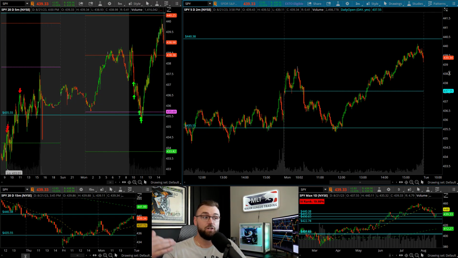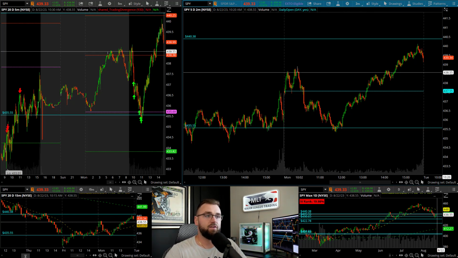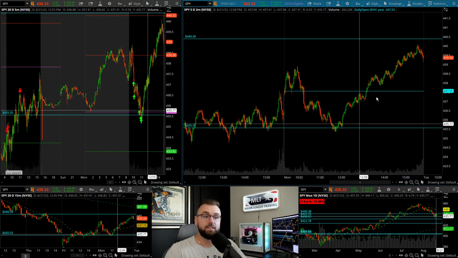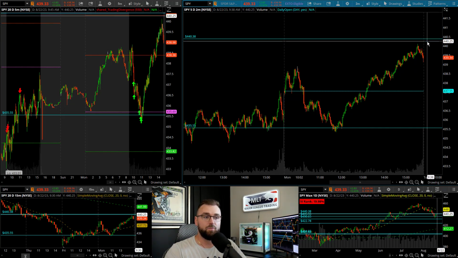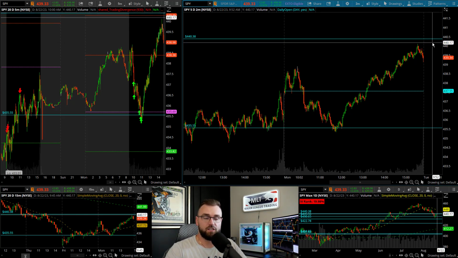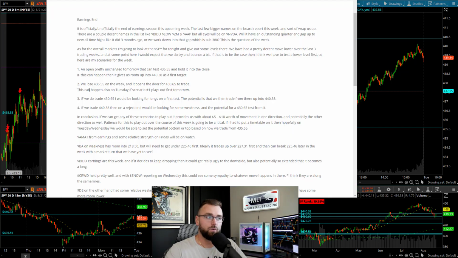Now, that's a big target. I mean, we're talking a $5 move out of something like the SPY. That's a 50-point move in the S&Ps, right? There's a lot of potential to be had in that type of move, in a $5 type of move. Now, as you can see, that is the scenario in which plays out here today, where we are almost at the 440.38 target here, and it would make sense that that probably gets tested tomorrow, right?